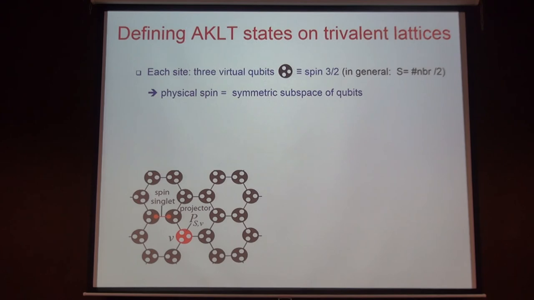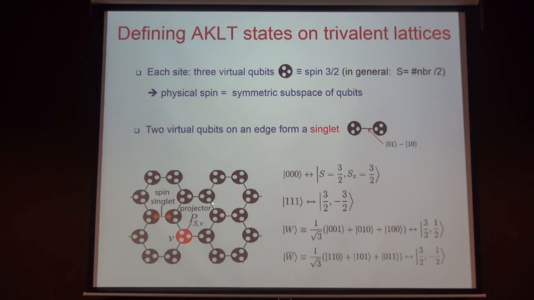Okay, so let me define exactly what I mean by the AKLT state. So imagine that this is a honeycomb lattice. On each site, there are 3 virtual qubits, 3 because you have 3 neighbors. And one virtual qubit is entangled in a singlet state with a neighboring virtual qubit. So these are singlets. To get the physical spin locally, you project the 3 virtual qubits onto the symmetric subspace, and simply you identify 3 qubits 000 with a spin 3/2 in Z component 3/2, and 111 is the minus 3/2, etc. So this is a 4-dimensional subspace, so spin 3/2.